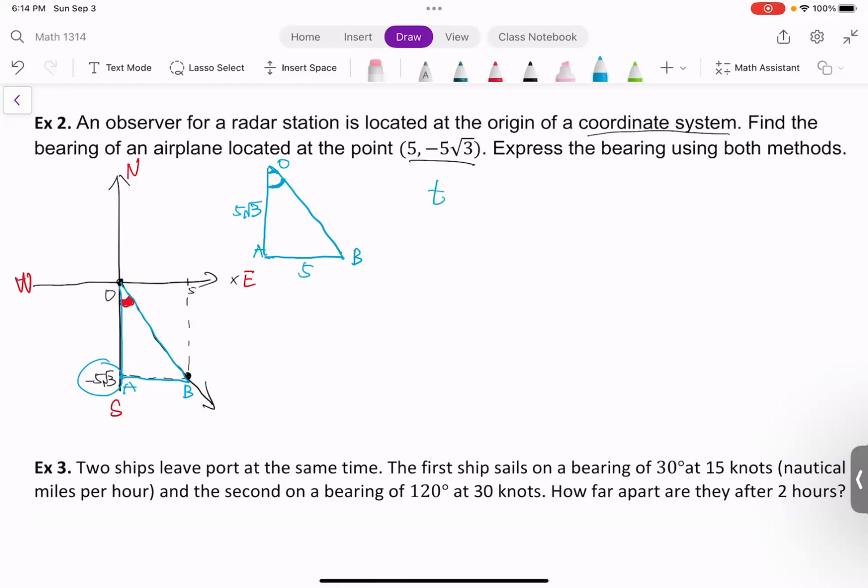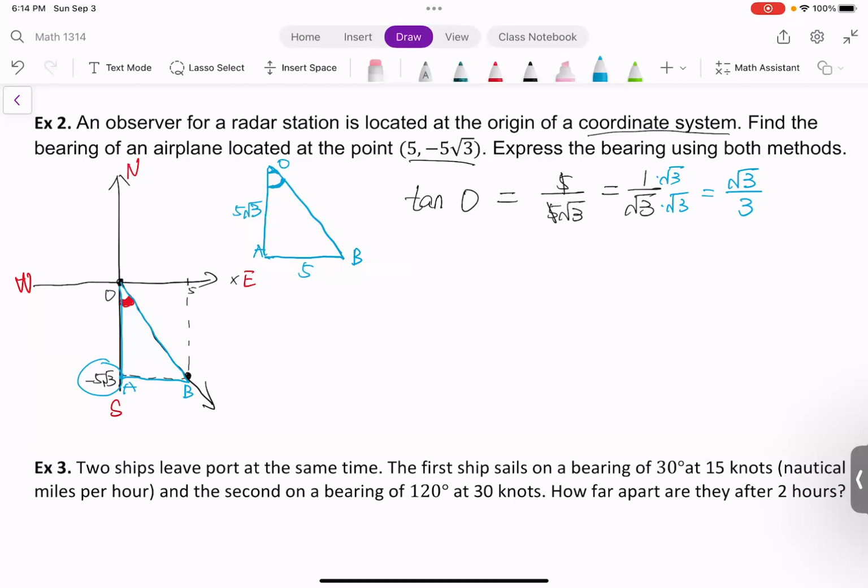We have tangent. Tangent O equals opposite over adjacent, that's 5 over 5 square root of 3. So let's do the cancellation. We have 1 over square root of 3. Let's rationalize this fraction. I'm having square root of 3 over 3. So tangent O equals square root of 3 over 3.